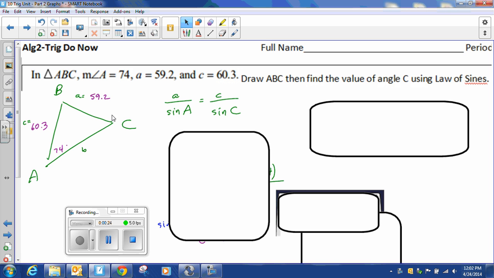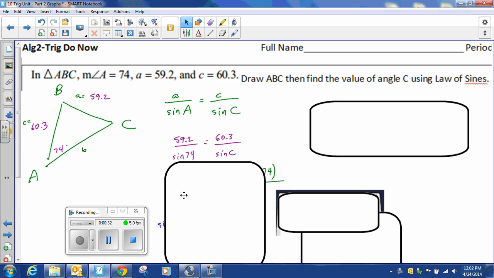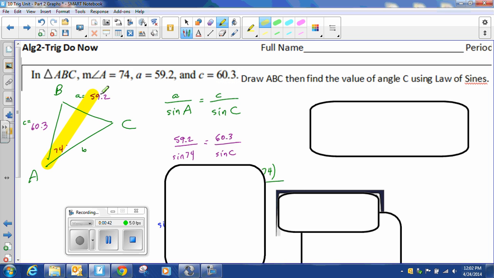So here we have the triangle drawn out, and now we can set up our law of sines proportion, which will be 59.2 over sine 74 equals 60.3 over sine C. So we have this set up because of this angle and the side across ratio. We know this is the essence of the law of sines. Okay, so it's always the side opposite the angle.